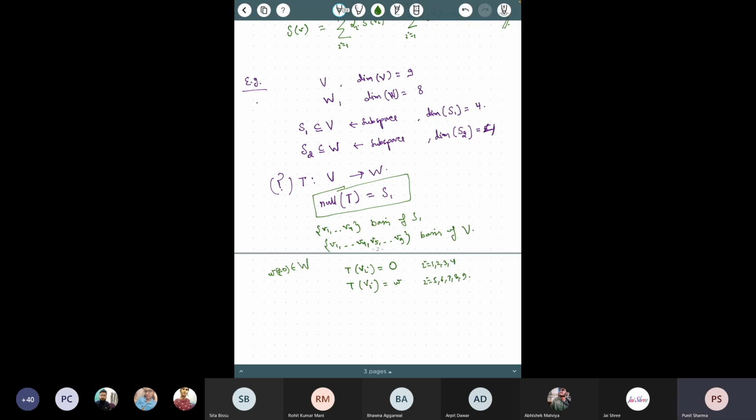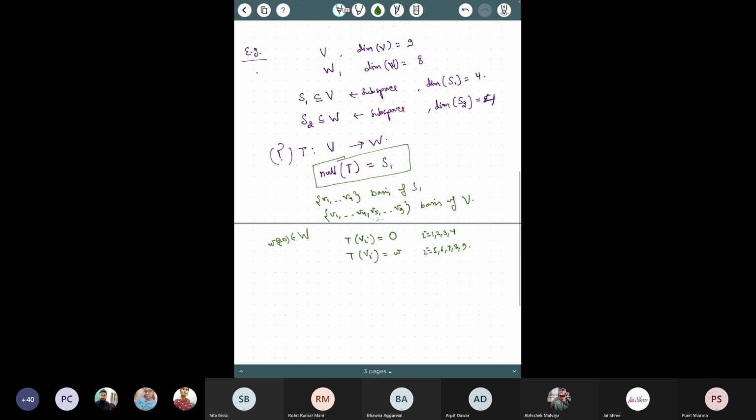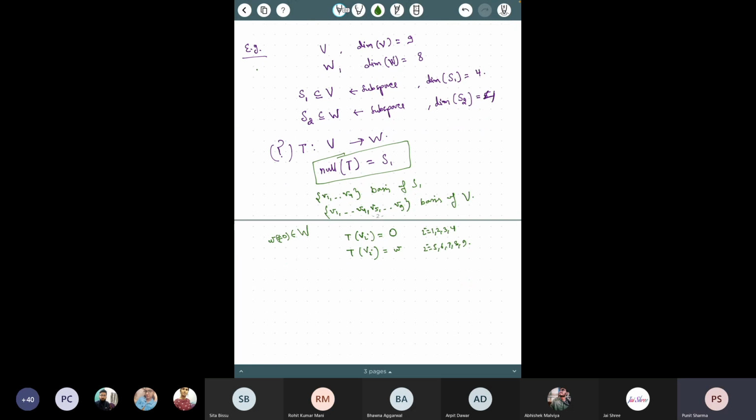Okay. Now for this kind of map, you can always define it. And for this map, you can verify that null of T is equal to S1. So this is the idea.